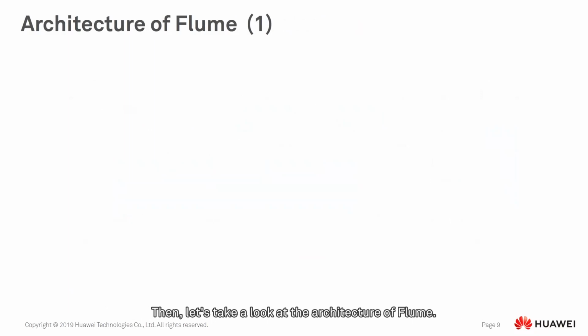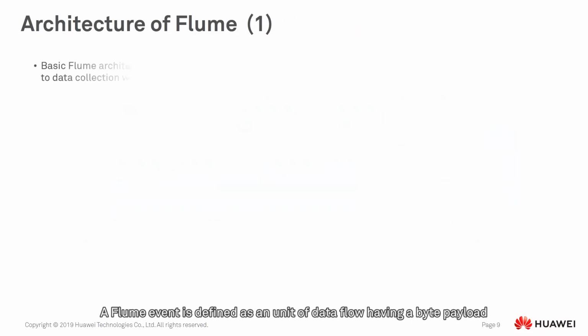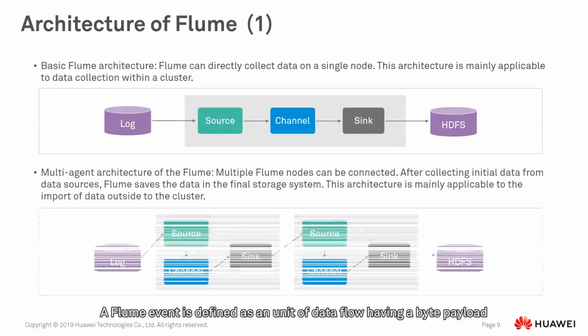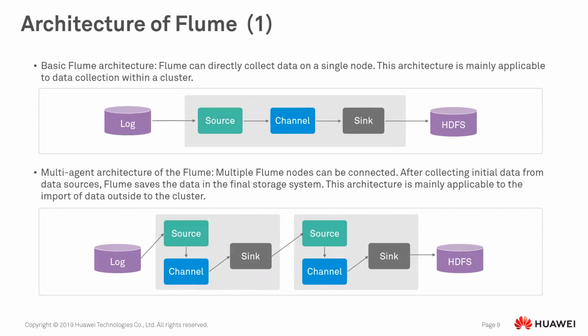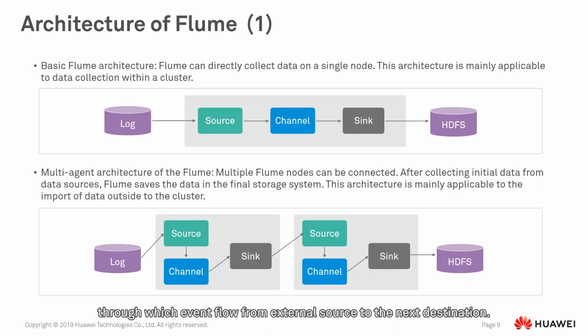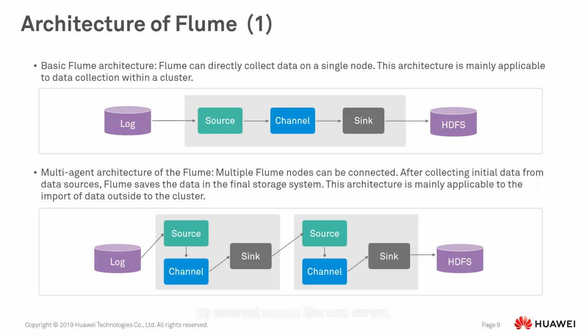Then let's take a look at the architecture of Flume. A Flume event is defined as a unit of data flow having a byte payload and an optional set of string attributes. A Flume agent is a process that hosts the components through which events flow from an external source to the next destination. A Flume source consumes events delivered to it by an external source like a web server.